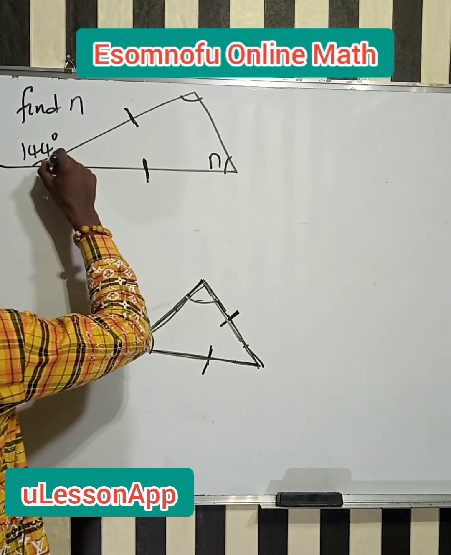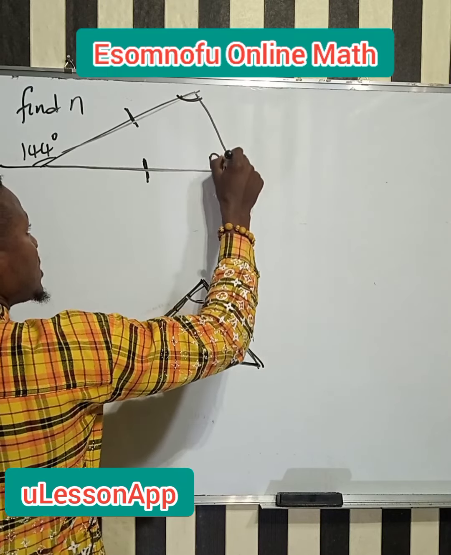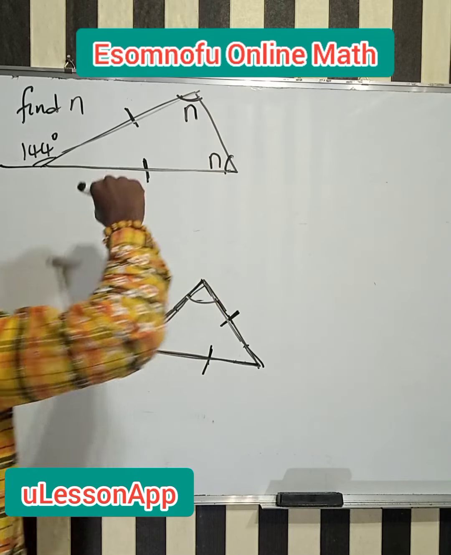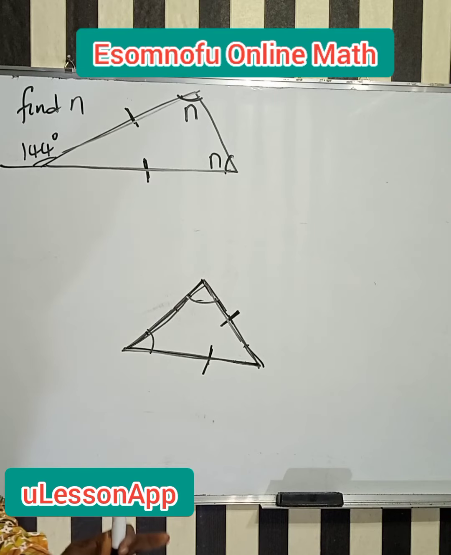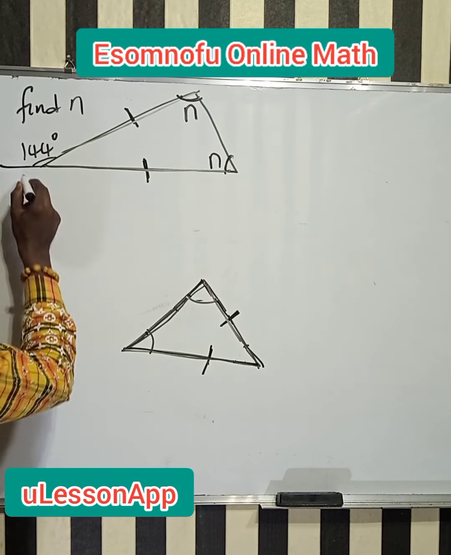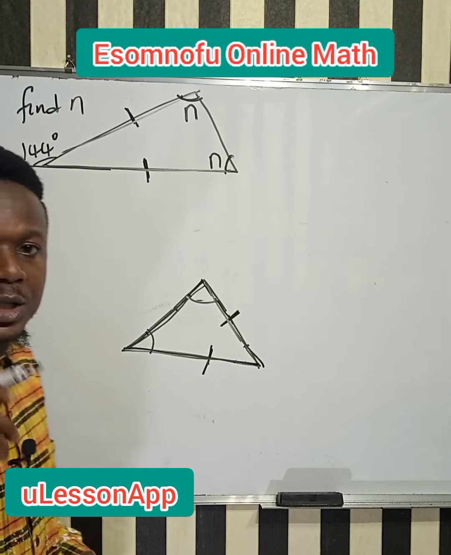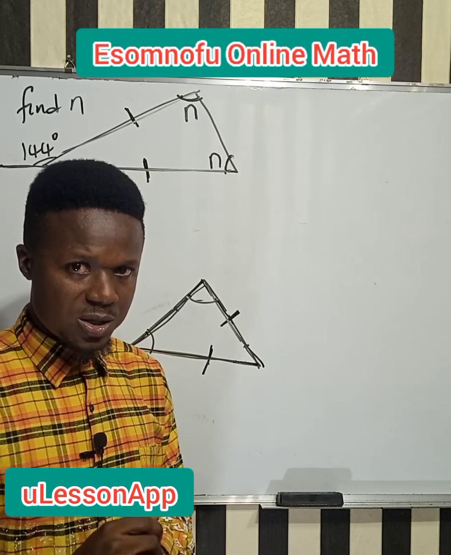The same thing is what I've done here. I've drawn to the base and I've drawn to the base. So this angle and this angle are equal. So if here is angle n, automatically here should be angle n, because base angles of an isosceles triangle are equal. But remember that this is an angle on a straight line. And the angle on a straight line is always equal to 180 degrees, right?